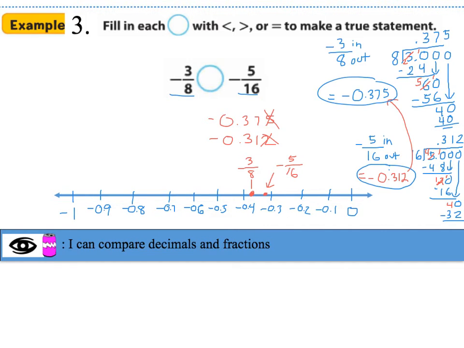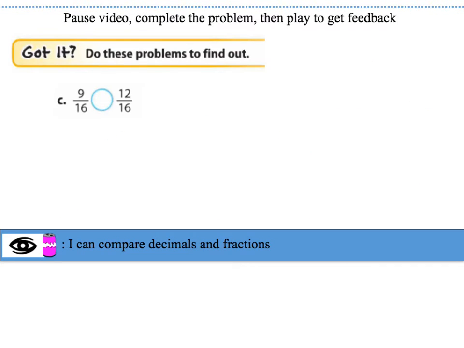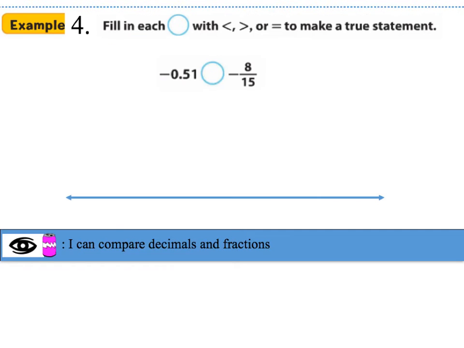So just by comparing these two numbers on the number line, I know that -5/16 is larger because it's closer to 0. So I'm going to read my statement as -3/8 is less than -5/16. Or you can write it like this. -5/16 is greater than -3/8. So pause the video, complete the got it problem, and play it back for some feedback.